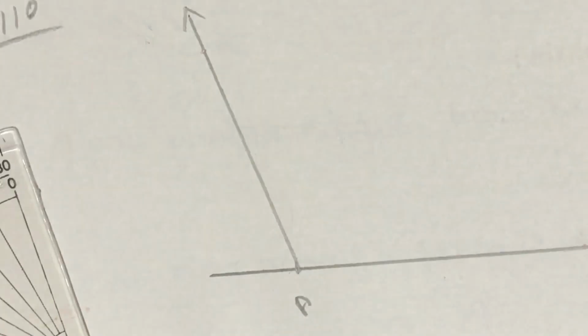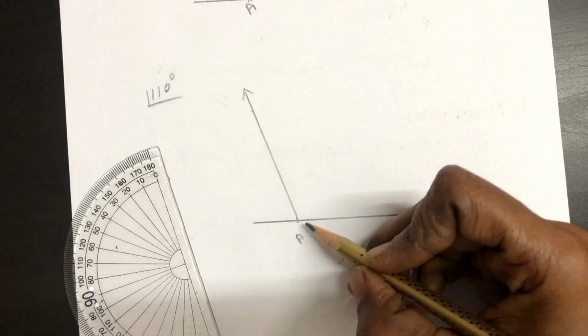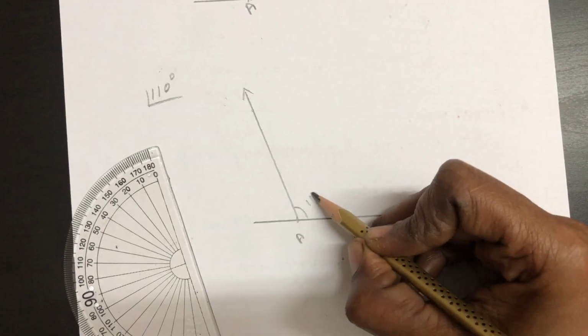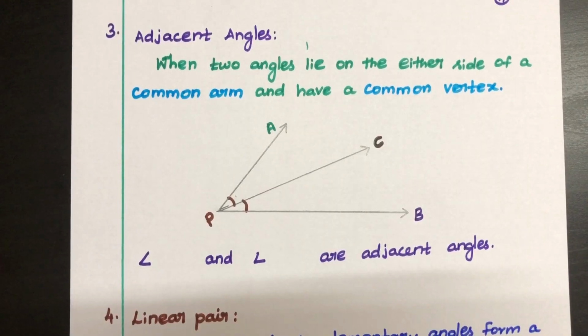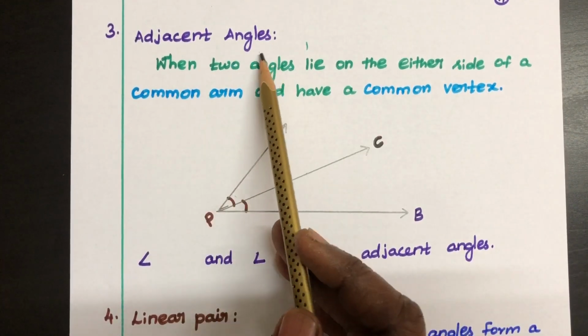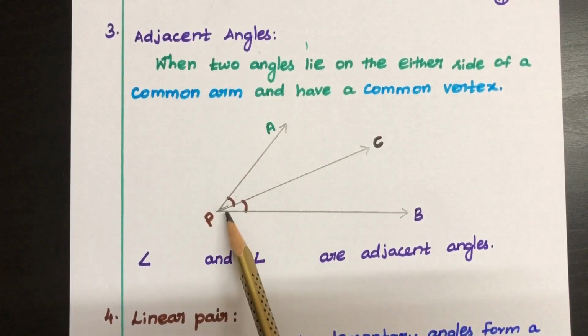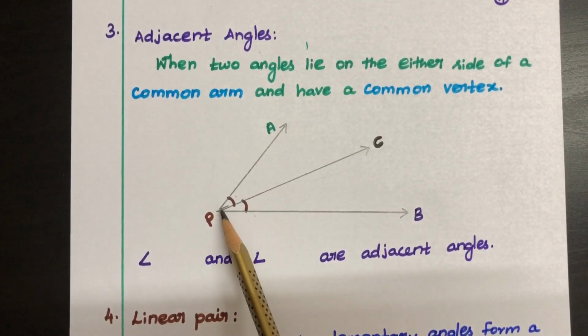The angle formed here is 110 degrees. Now, adjacent angles. What are adjacent angles? When two angles lie on either side of a common arm and have a common vertex.